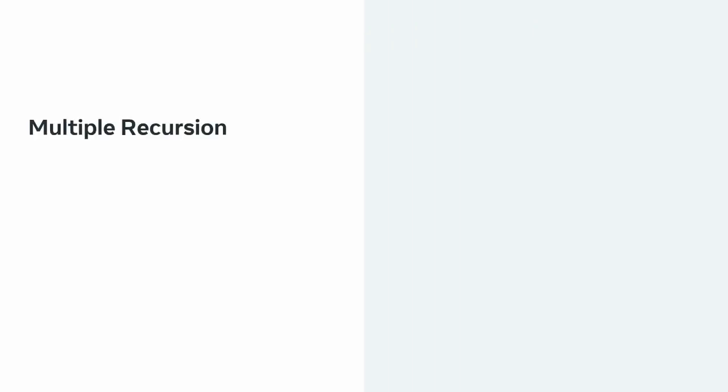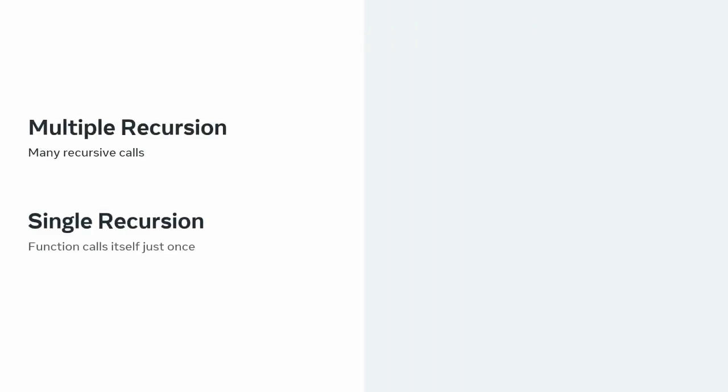You may have noticed that checking one folder with findRecipe can result in many recursive calls. This is called multiple recursion. A function that can call itself only once is called single recursion.